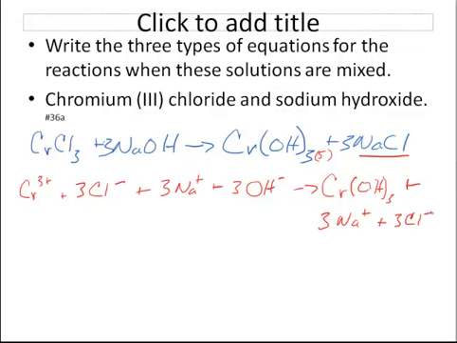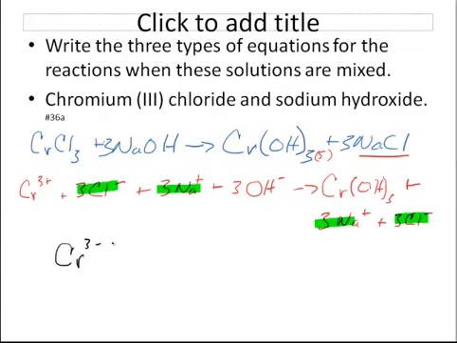Now you look at that, what are the spectator ions in this reaction? Hopefully you see that the 3 chlorides are the same there, and the 3 Nas are the same there. So those are my spectators. And so the last one is, what's the net ionic equation? Remember, the net ionic equation is the reaction that only occurs with the ions that make the precipitate. So here's the net ionic equation.